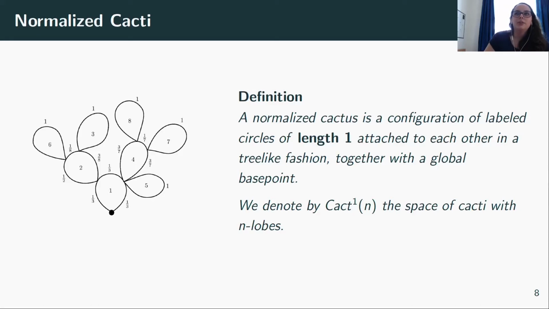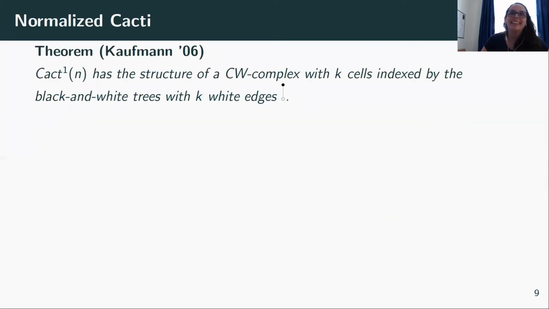Now, why would you start looking at these spaces? Well, first of all, they have a very nice CW decomposition, and it can be described in terms of these black and white graphs that I mentioned before. I'm not going to go into too much detail on how it works, but you can define white edges to describe the arcs between the intersection points, the ones that you need to have a well-defined cactus. And then the k-cells are induced by black and white trees with k white edges.